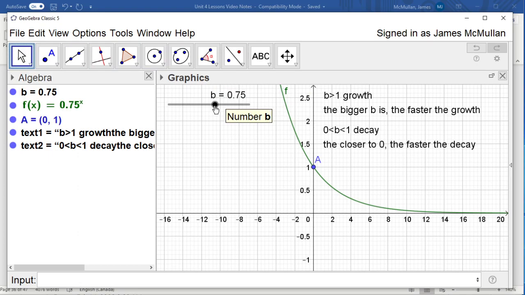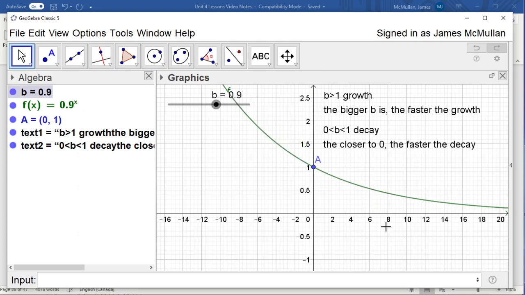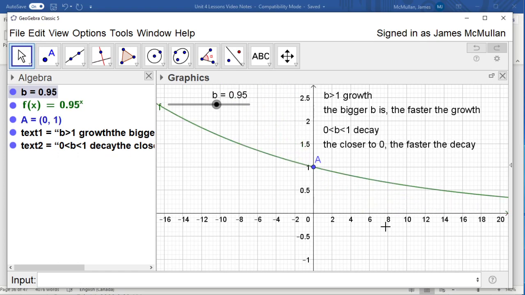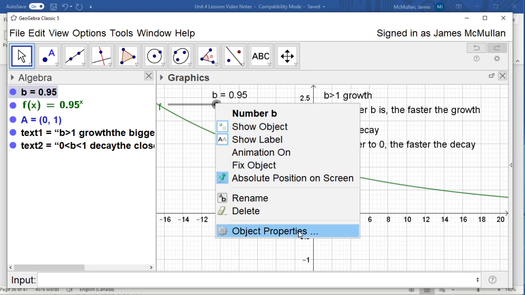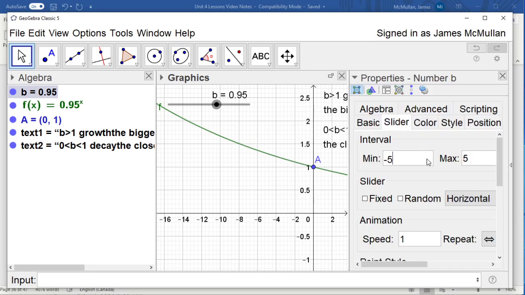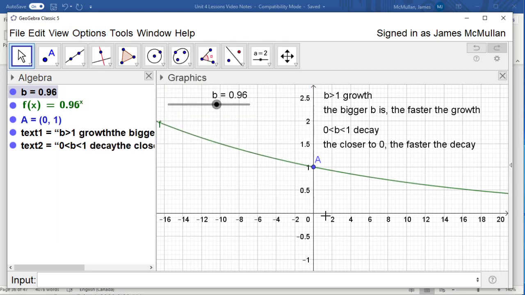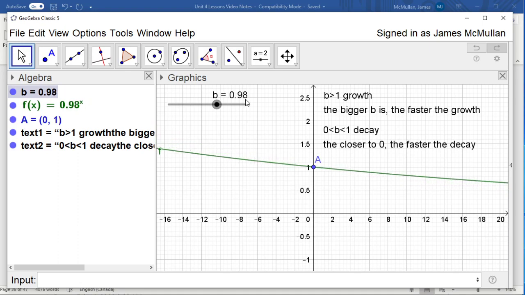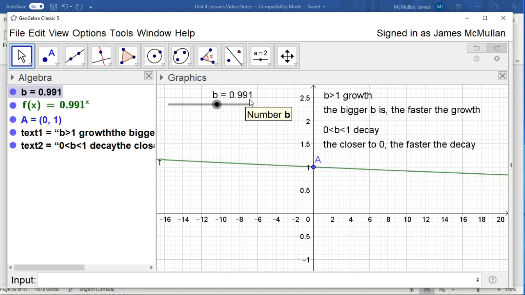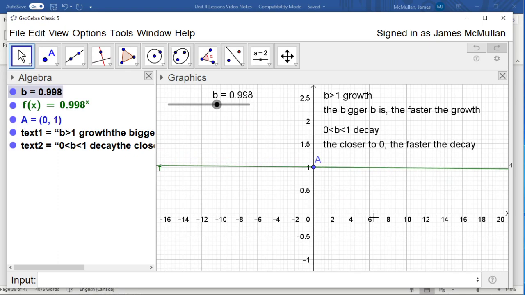So let's make b 1 and look at this and see. If you notice, the closer I get to 1, the flatter the function gets. Let's change this so it can count up a little more precisely. You can see I'm raising it really slightly, and the closer I make b to 1, the flatter the graph gets. Now at 1 itself, you actually have a flat line.